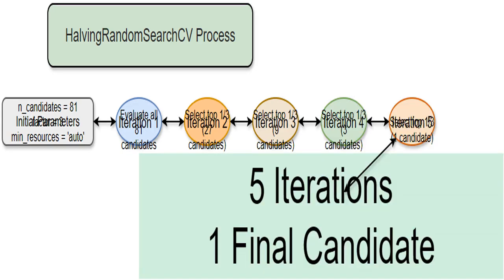So, I have a total of 5 iterations, resulting in one final candidate that will be used to train my model. Pretty cool, huh?